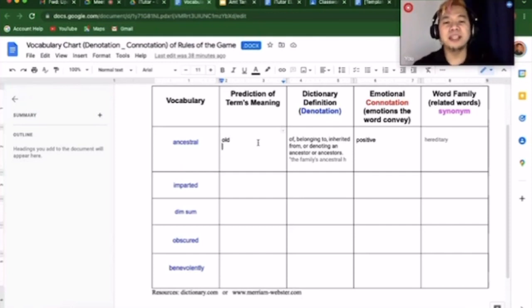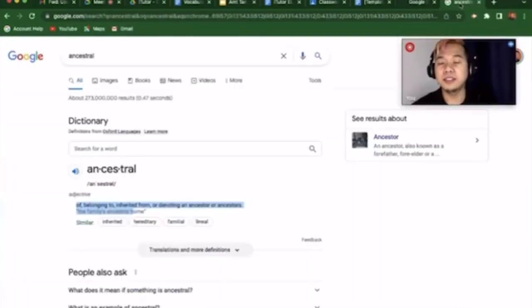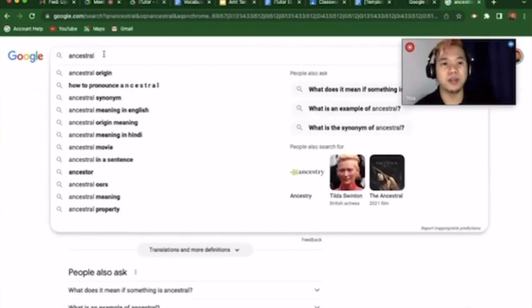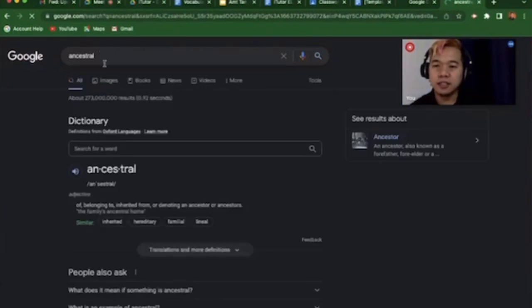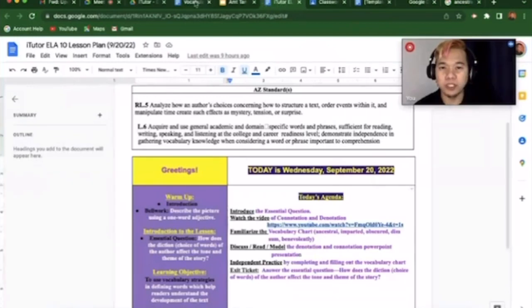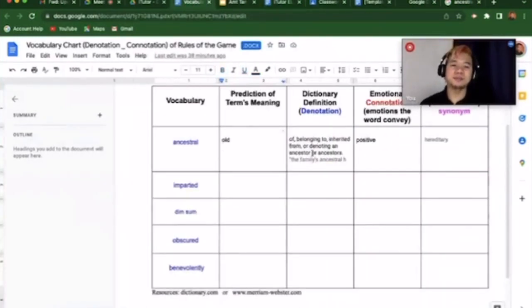Next, the dictionary meaning of the word, which is the denotation. It's easier when you search it up. Like what I did, everything can be Googled right now. Just look for the meaning of the word ancestral, and it will give you that definition. Then just go back to your chart and paste it right there. Now that you know the denotation means belonging to, inherited from, or denoting an ancestor, does it give you a positive or negative connotation?